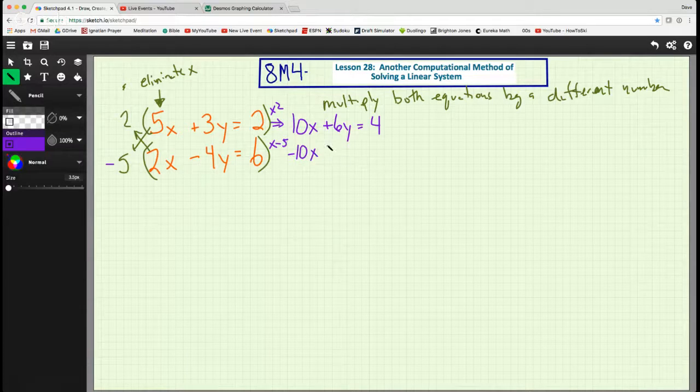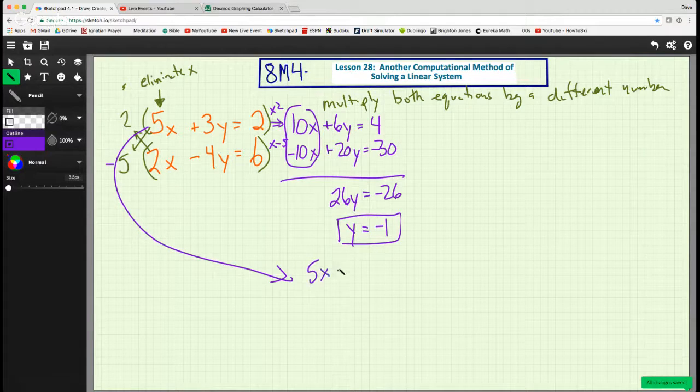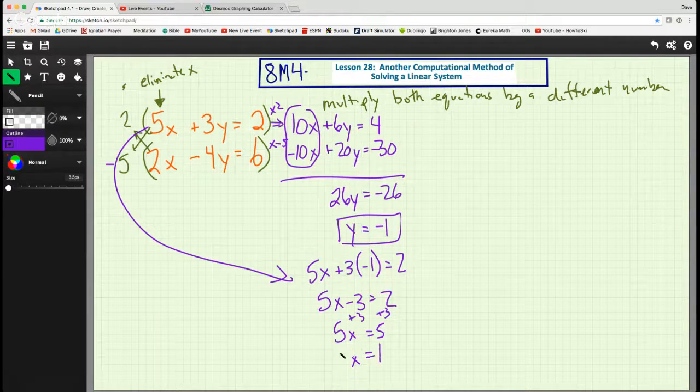Negative 10x plus 20y equals negative 30. Now these will eliminate when I add down. So I get 26y equals negative 26. So y is equal to negative 1. So checking my work, solving for x, I get 5x plus 3 times my y, negative 1 equals 2. 5x minus 3 equals 2. 5x equals 5 because I added 3 to both sides. So x equals 1. So my answer is 1 comma negative 1.